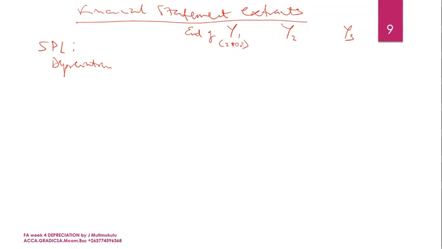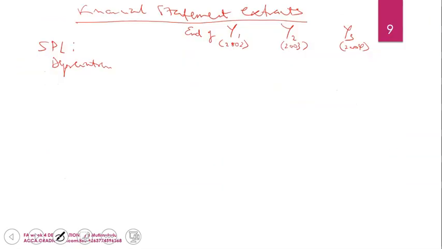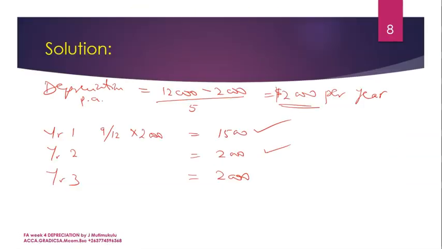This one is end of year 2003, end of year 2004. Okay, so depreciation, as we have already calculated, we can see that for 2002, 2003, and then 2004. All right, so for 2002, that's 1.5.